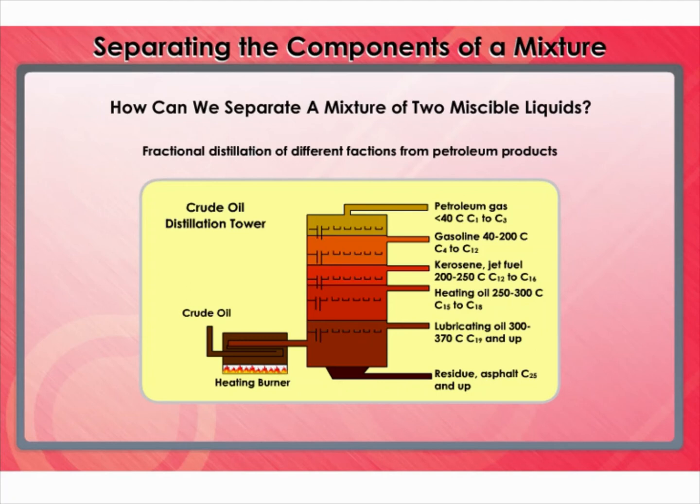For example, for the separation of different gases from air, different fractions from petroleum products, etc. The apparatus is similar to that for simple distillation, except that a fractionating column is fitted in between the distillation flask and the condenser.